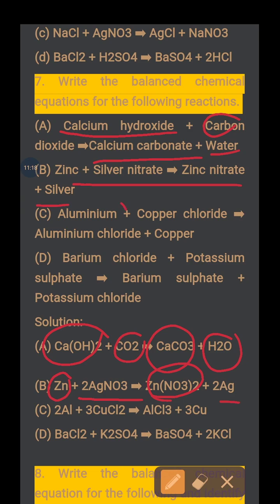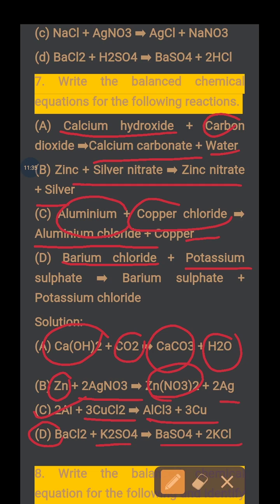Now the third one: aluminium, Al, plus copper chloride, CuCl2, gives aluminium chloride, AlCl3, plus copper. Now the last one: barium chloride, BaCl2, plus potassium sulfate, K2SO4, gives BaSO4 plus 2KCl. Okay.